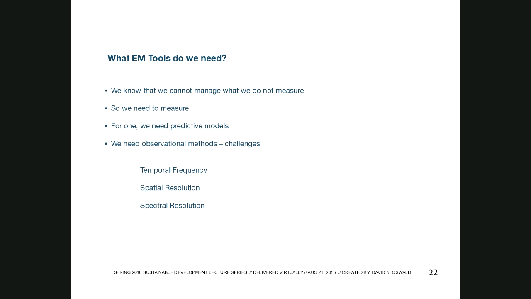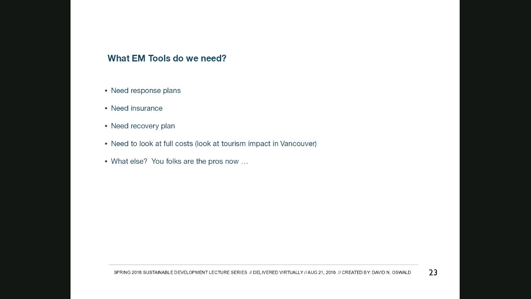So yeah, those are some tools. I mean, that's good. You put together some things that I think make sense for addressing this problem that we've learned about, CEA, SEA, at least in a very generic sense. So what do we need? We need response plans. We need insurance too. We need recovery plans. We need to look at full costs. That's the other thing we haven't talked about here. We haven't looked at full costs, right?